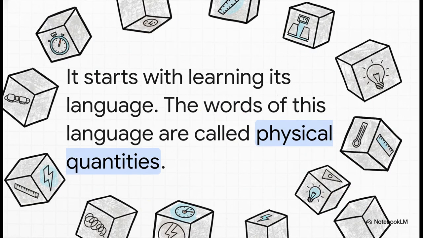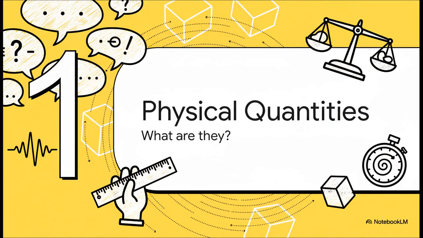And just like any language, it all starts with the basic vocabulary. Before you can write sentences or tell stories, you need to know the words. In physics, these fundamental words are what we call physical quantities. They are the essential building blocks we use to measure and describe everything. So, what exactly are these words of physics? Let's take a second and break down what a physical quantity actually is.